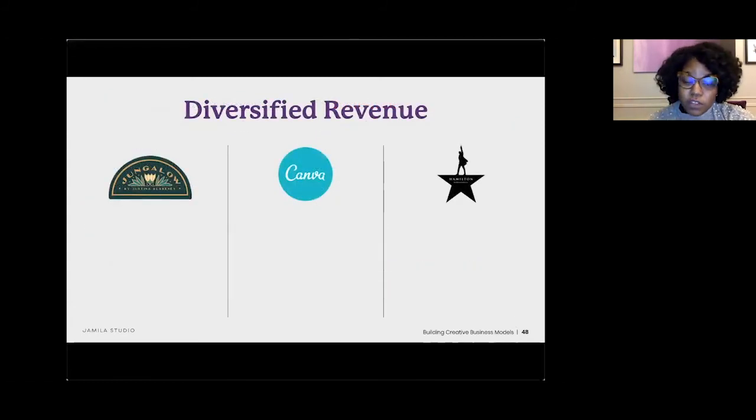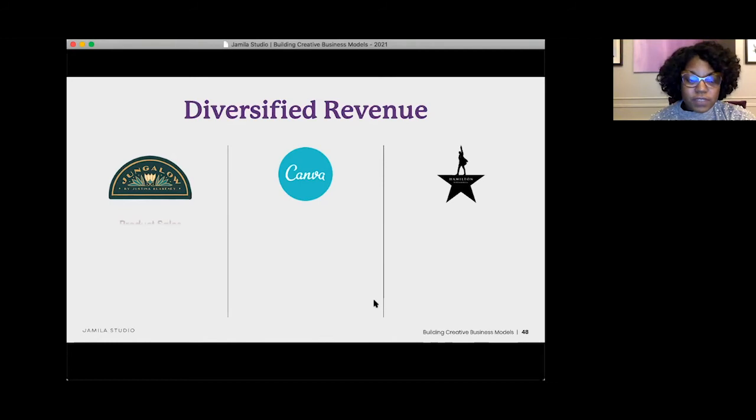So you want to make sure that your revenue is diversified. The specific reason you want to do that is if one thing falls through, you don't want to be out of money. So we talked about money being an issue for some people. How you make money is you diversify your revenue streams.